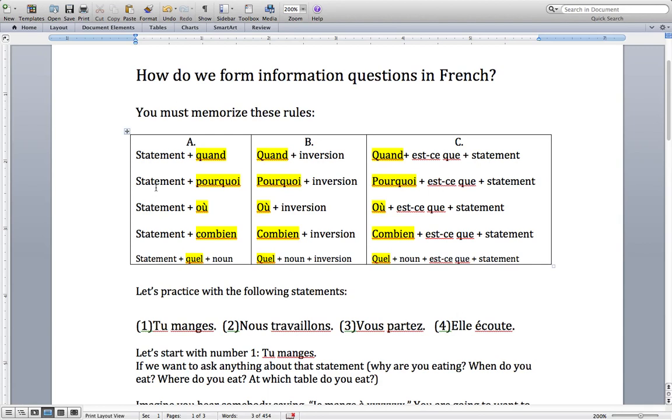We do the same thing with all of the information words. Statement plus pourquoi, and then pourquoi plus inversion, or pourquoi plus est-ce que plus a statement. Please notice, you can have the word at the end and just use rising intonation. You just make your statement, use a question word with a question mark and use rising intonation. Or you can use a question word at the beginning, like in columns B and C, and then you're going to have to choose between inversion or est-ce que. You cannot have inversion and est-ce que. It's one or the other.